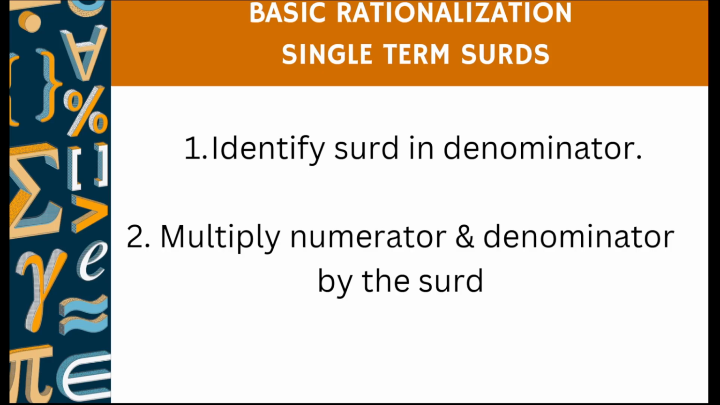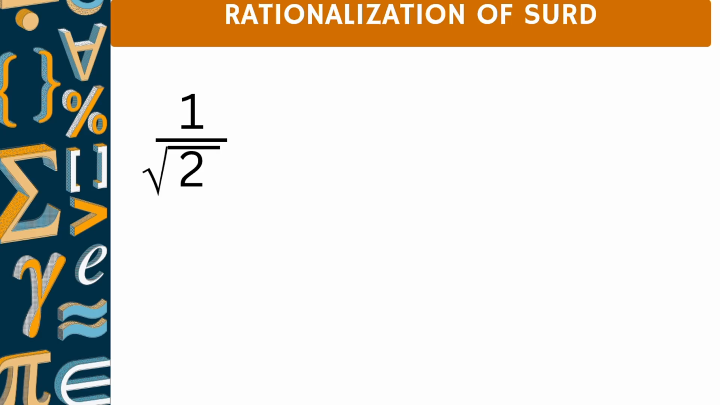Basic rules, or should I say, the basic steps that have to do with rationalization. The first one is we should identify the surd in the denominator. The second one is we have to multiply the numerator and the denominator by the surd. So to rationalize the surd, you should recall that the basic step is one, we should identify the surd in the denominator and then multiply the numerator and the denominator by the surd.